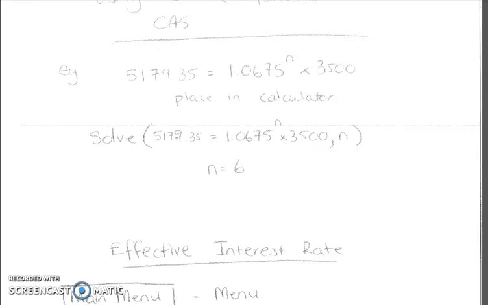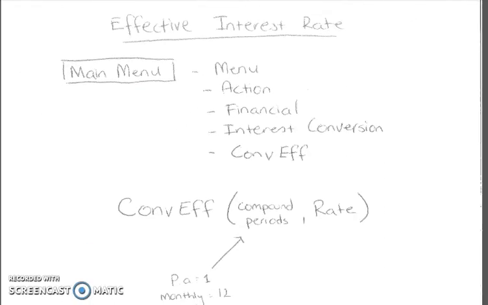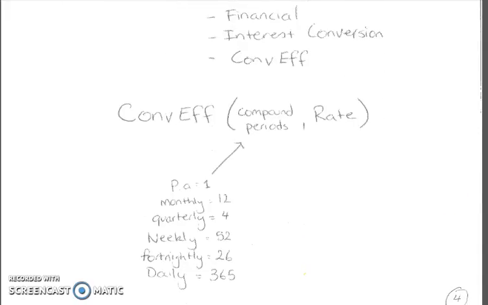And the last part is effective interest rate. So if you can follow along these lines to find your effective interest rate, and be very careful of your compounding periods. Per annum is once a year, monthly's 12, quarterly's 4, weekly's 52, fortnightly's 26, and daily we use 365. So we don't use the leap year, we just use 365 as a standard year.